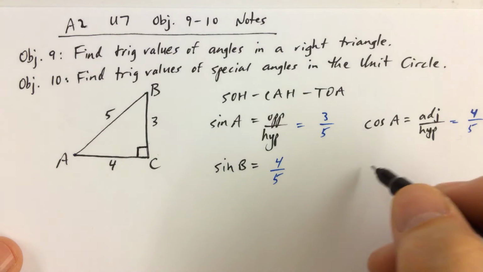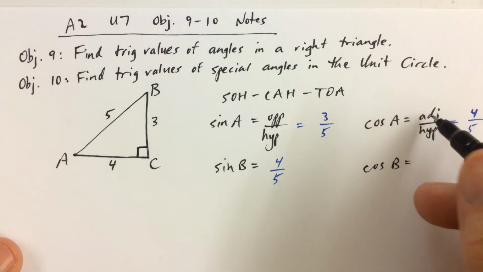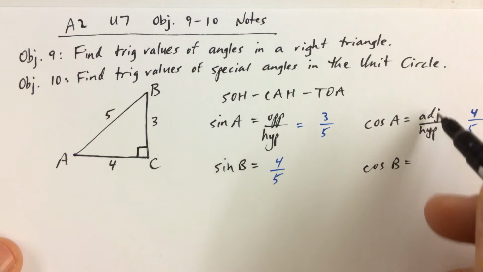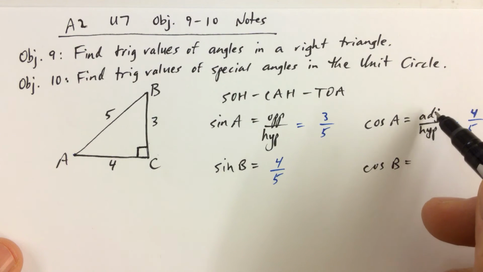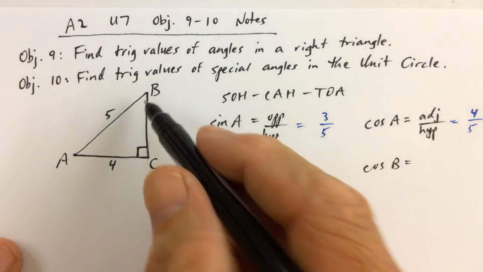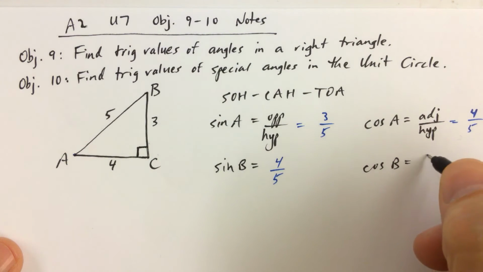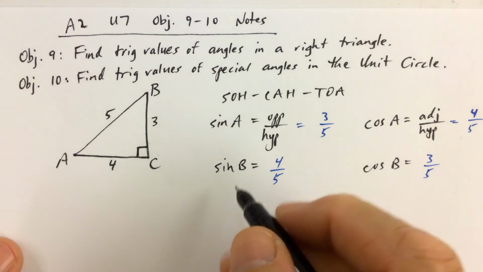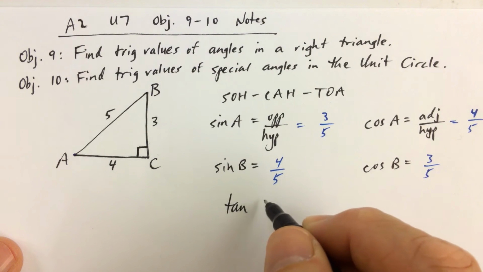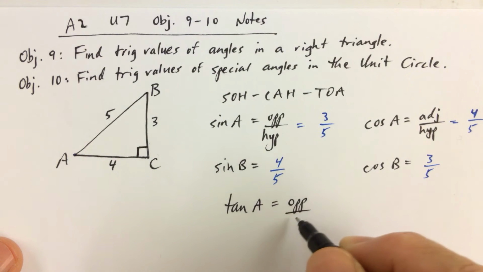And then we have the cosine of B, which again is the adjacent. Still, the angle changes, but the ratio doesn't change in terms of how you get the cosine of an angle. It's always the adjacent leg over the hypotenuse. Well, the adjacent leg to angle B has a length of 3, and the hypotenuse still has a length of 5.